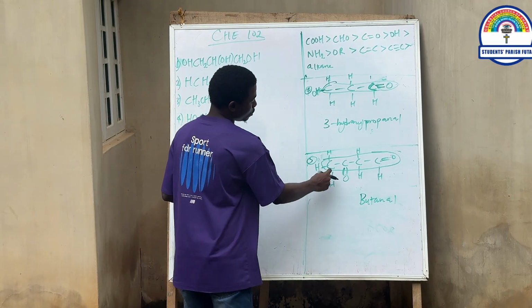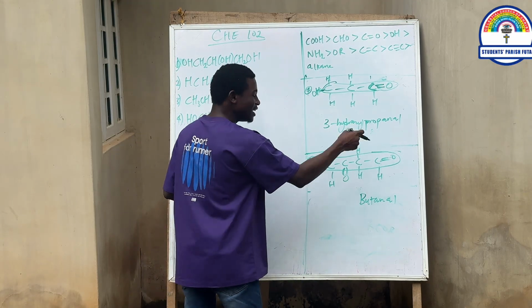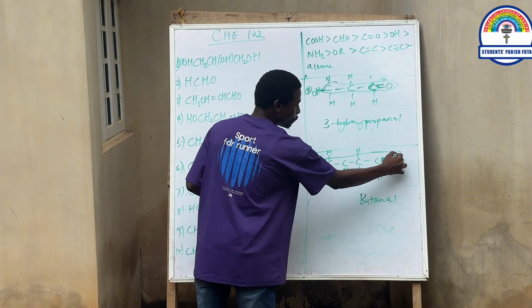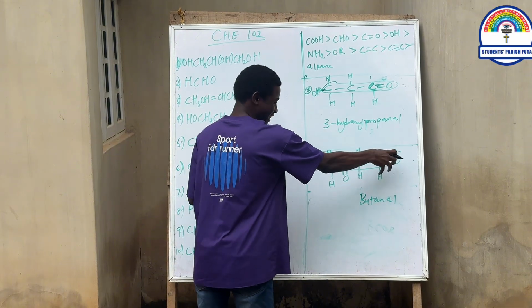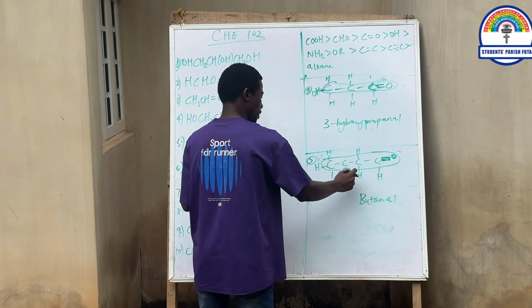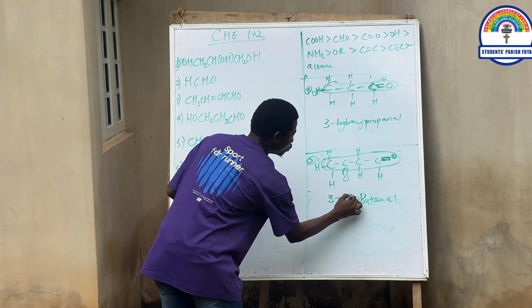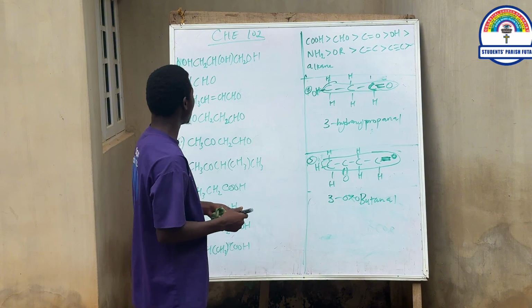So what is the position? Definitely, it cannot be 1, 2, because the main family is starting the counting from the back. Because that's where the bond is from. That is where the family edge is. So you have to start from the back. 1, 2, 3. So that will be 3-oxobutanal. Are we good to go?